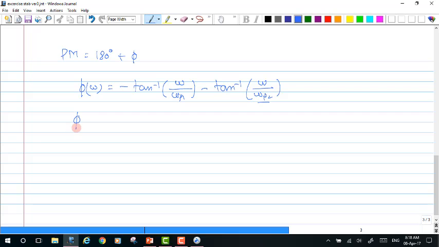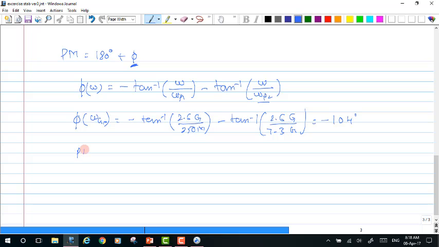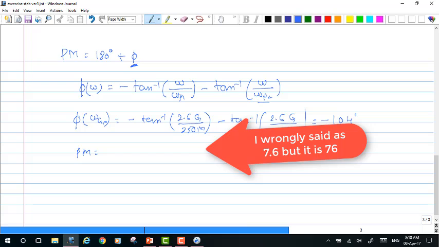Now what we wanted is the phase value at omega equals omega gx. At this particular frequency, when we plug in all of the frequency terms that we know, which is 2.6 giga divided by 250 mega, minus tan inverse of 2.6 giga divided by 7.3 giga, one would end up having a phase value of around minus 104 degrees, correct? And what is the value of the phase margin in this case? It would be closer to the value of 7.6 degrees.